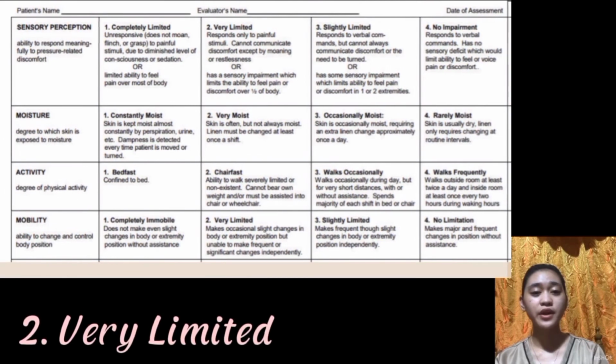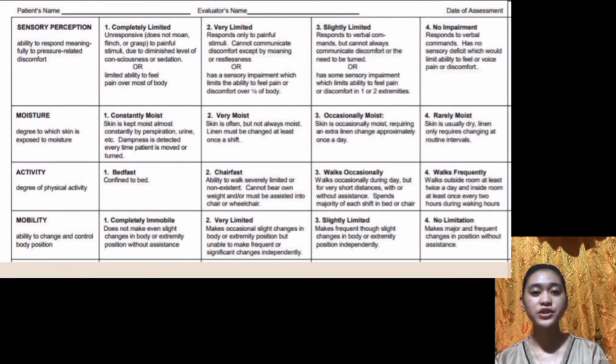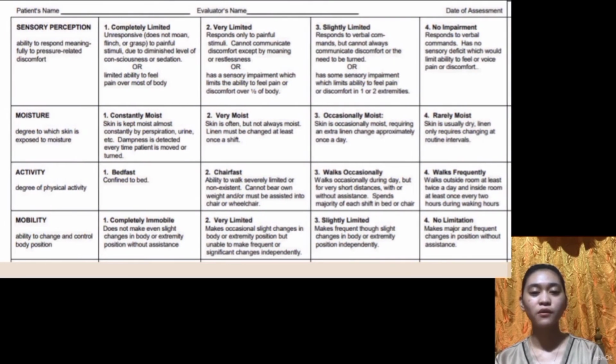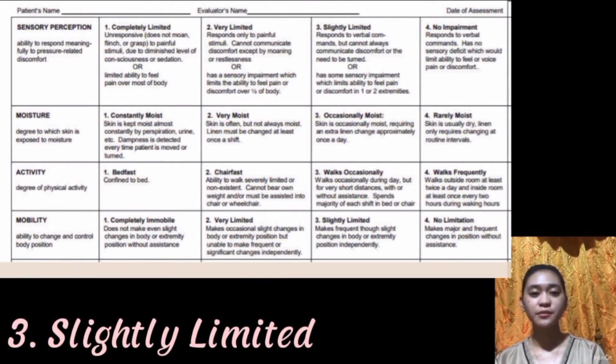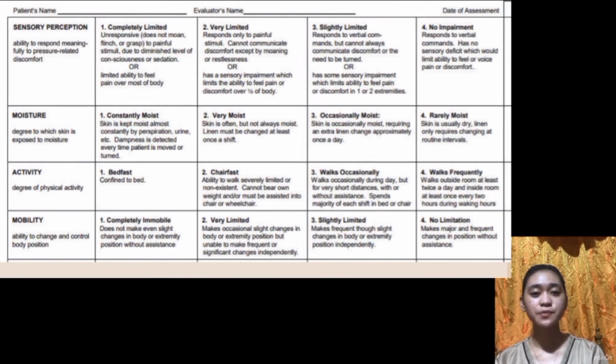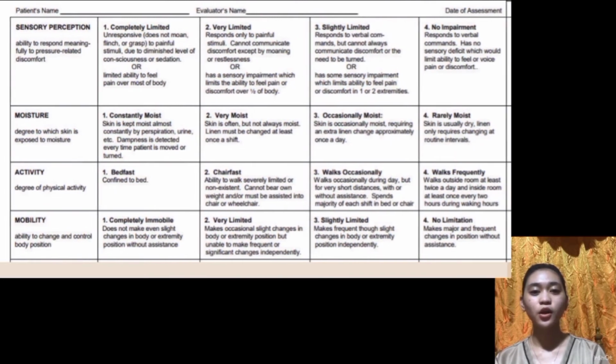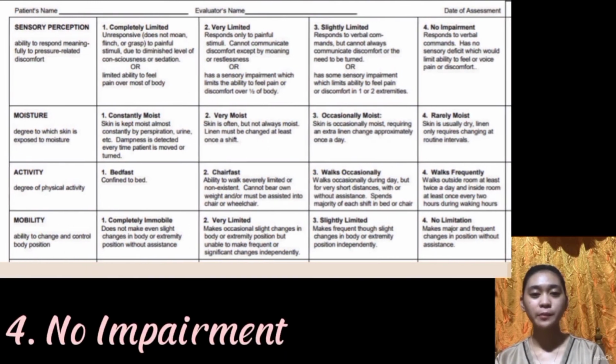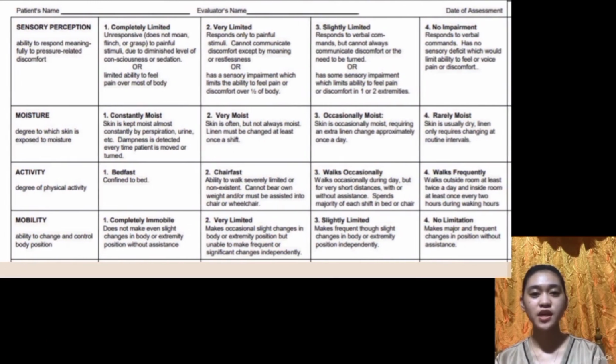Scoring 2 means very limited, meaning a patient responds only to painful stimuli or has a sensory impairment that limits the ability to feel pain or discomfort over half of the body. Scoring 3 means slightly limited, meaning a patient can respond to verbal commands but cannot always communicate or has some sensory impairment that limits the ability to feel pain in 1 to 2 extremities. Scoring 4 means no impairment, meaning a patient has no sensory deficit that would limit ability to feel or voice pain or discomfort.